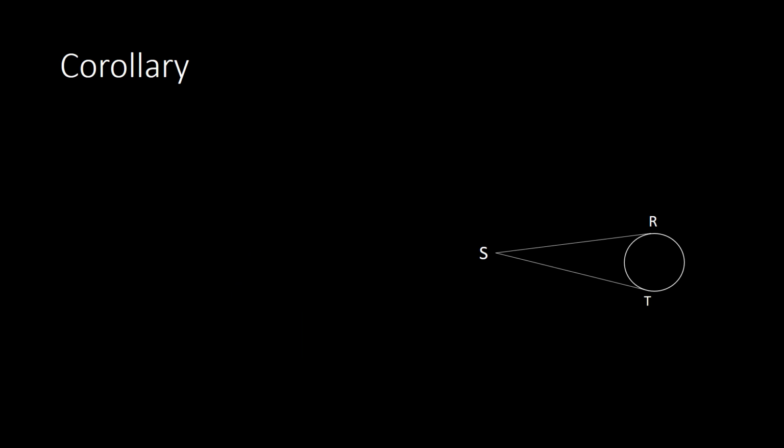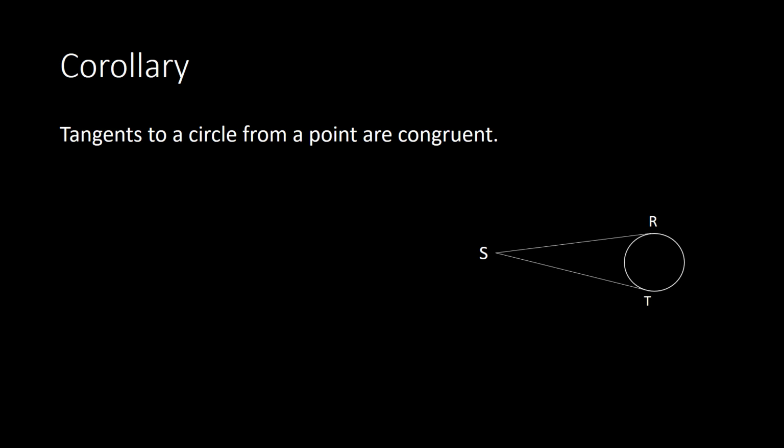Next, we have a corollary that says that the tangents to a circle from a point are congruent. So our point S is a point that we are referring to, and if we were to draw tangent lines from S to the top of the circle and the bottom of the circle, these tangent lines, these segments, we should say, would be congruent.